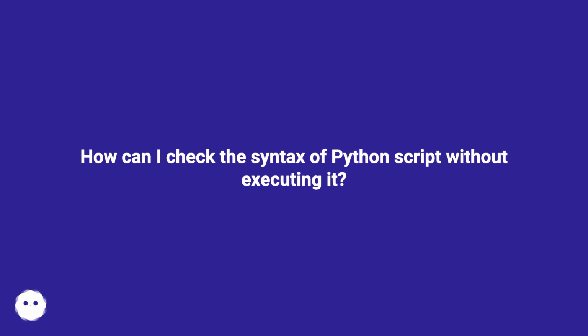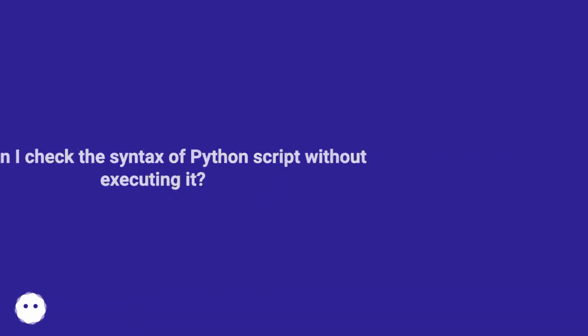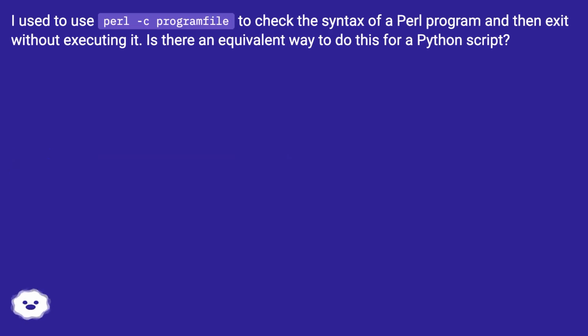How can I check the syntax of a Python script without executing it? I used to use perl -c program file to check the syntax of a Perl program and then exit without executing it. Is there an equivalent way to do this for a Python script?